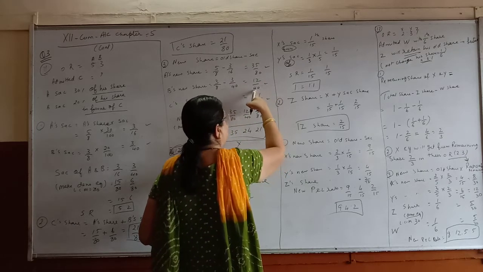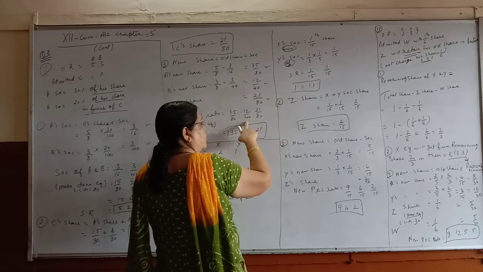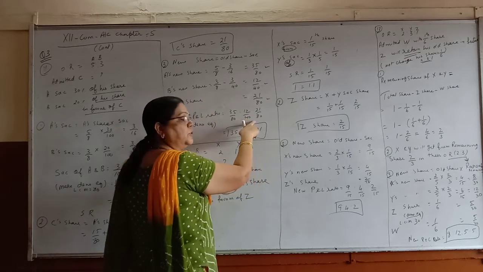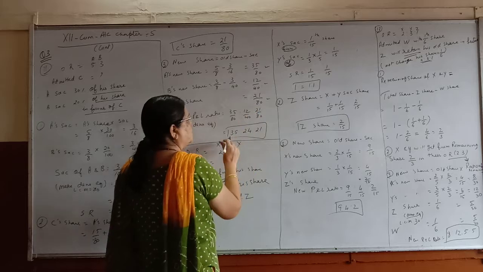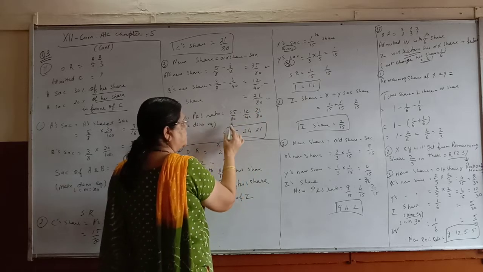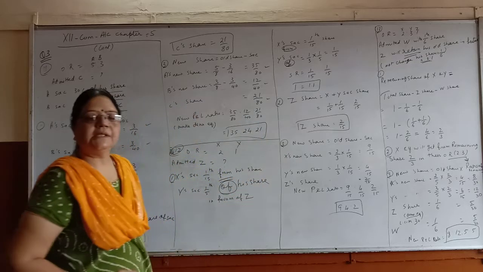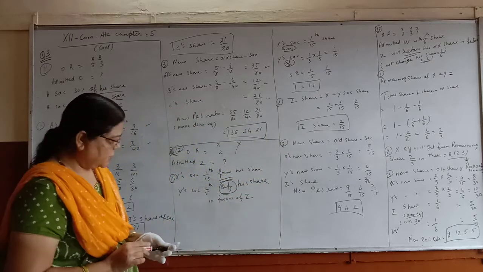You have to make the denominators equal. So when you want to make the denominator equal, you want 80 here, you will multiply 40 by 2 and 12 by 2. So you will get new P&L ratio 35 is to 24 is to 21. So this is the new P&L ratio.